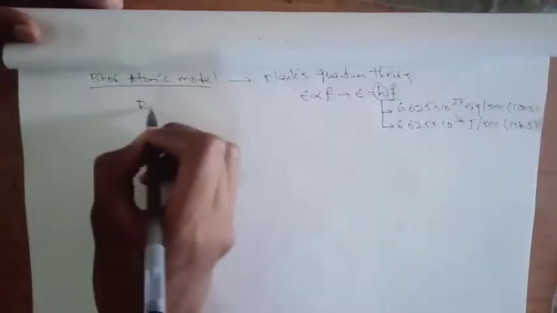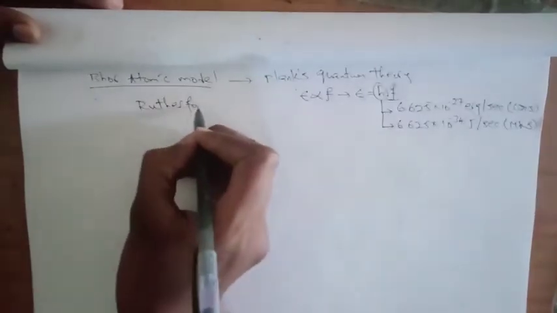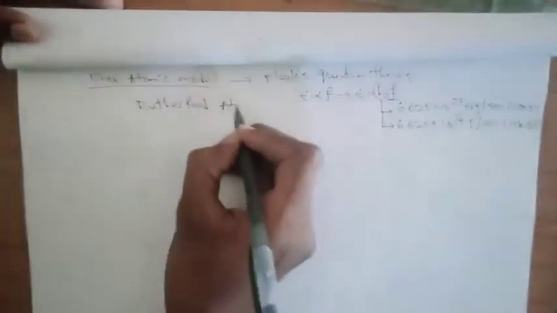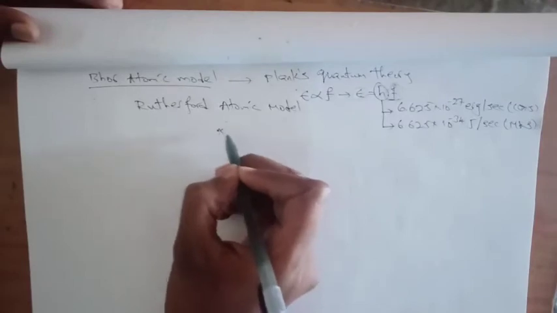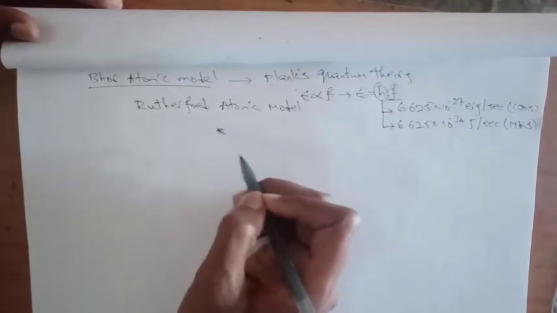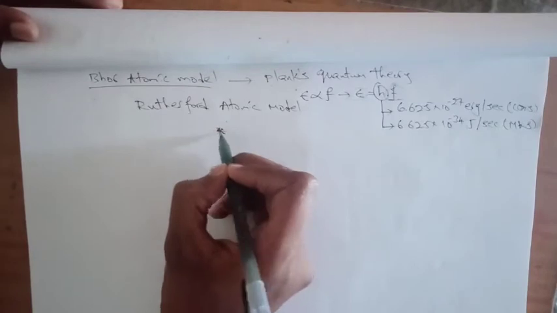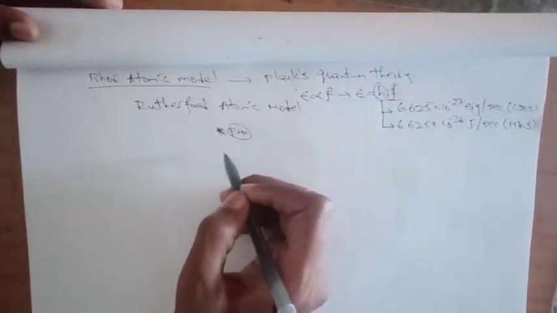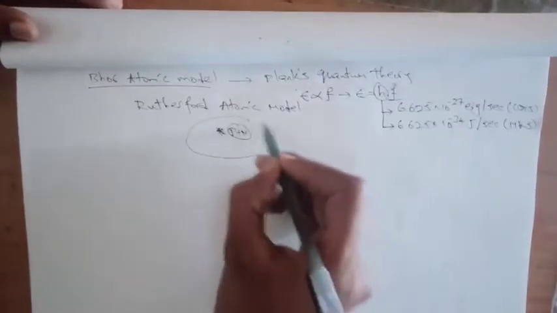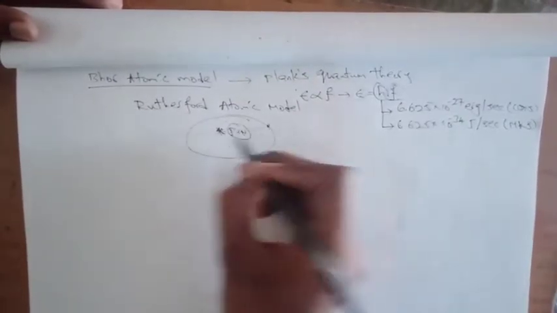Before the Bohr atomic model, we had the Rutherford atomic model, which suggests that the atom is like a planetary model, where the protons and neutrons are sitting at the nucleus and the electrons revolve around the nucleus.